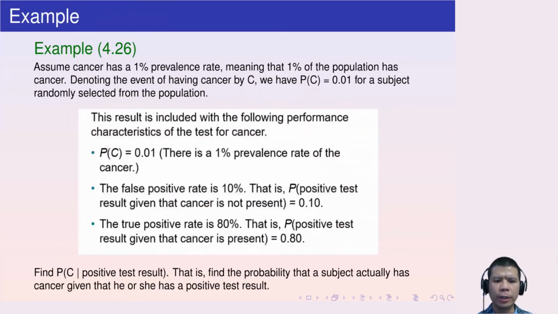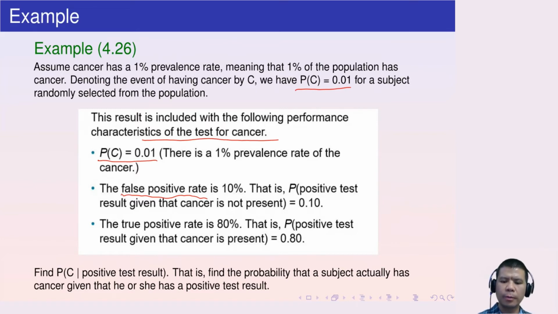Now let's consider another very common problem. Assume cancer has a 1% prevalence rate, meaning 1% of the population has cancer. Denoting the event of having cancer by C, the probability of C is simply 0.01, so 1% for a subject randomly selected from the population. Now, the result is included with the following performance characteristics of the test for cancer. Say that we have a screening test for cancer, okay? So we know this one is 0.01, the 1% prevalence rate of cancer, and the false positive rate is 10%.